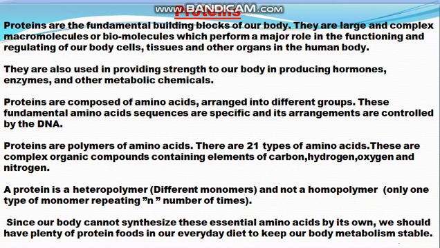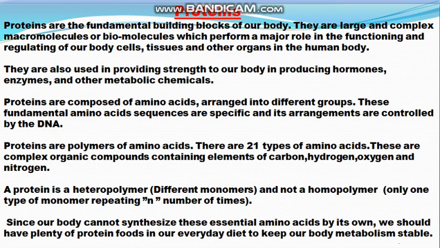And you know that proteins are made up of amino acids. They are arranged in different groups to form the proteins. These amino acid sequences are specific and their arrangements are controlled by DNA. So amino acids are arranged in a specific manner to form one protein, and this manner of arrangement of amino acids in proteins is controlled by DNA.